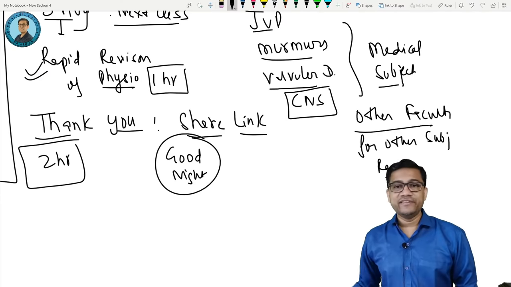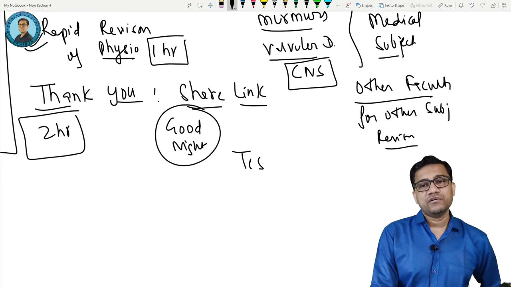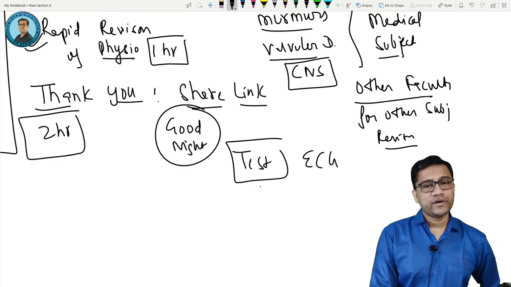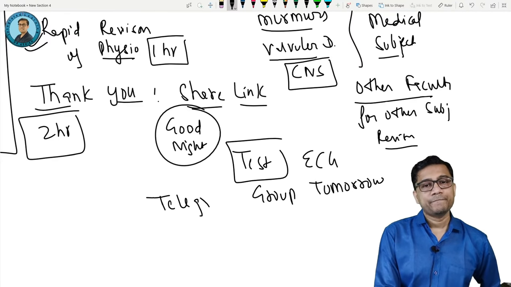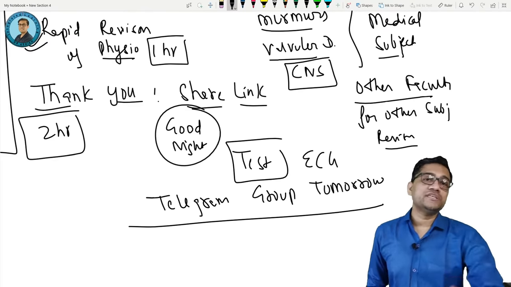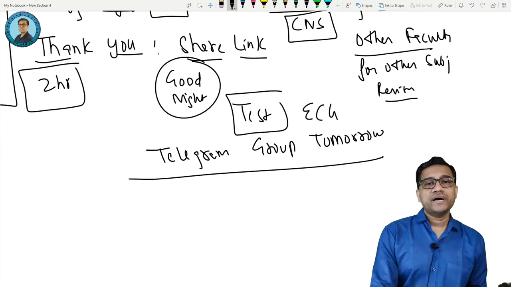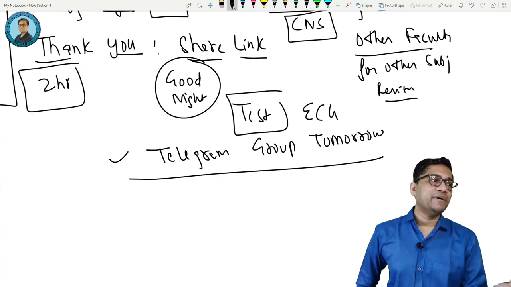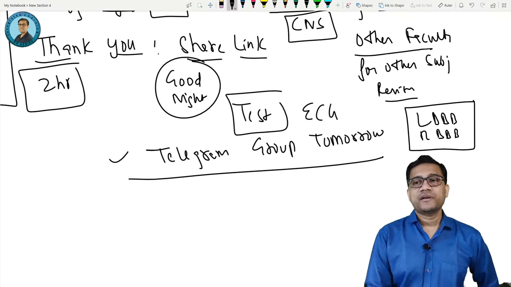There will be a test of the topic we have discussed. It will be a group test, ECG, on the Telegram group tomorrow. We are yet to discuss the MI changes, the differences between all these, and also the electrolyte imbalances, that is hyperkalemia and hypokalemia, and bundle branch block, LBBB and RBBB. Again, time was short.